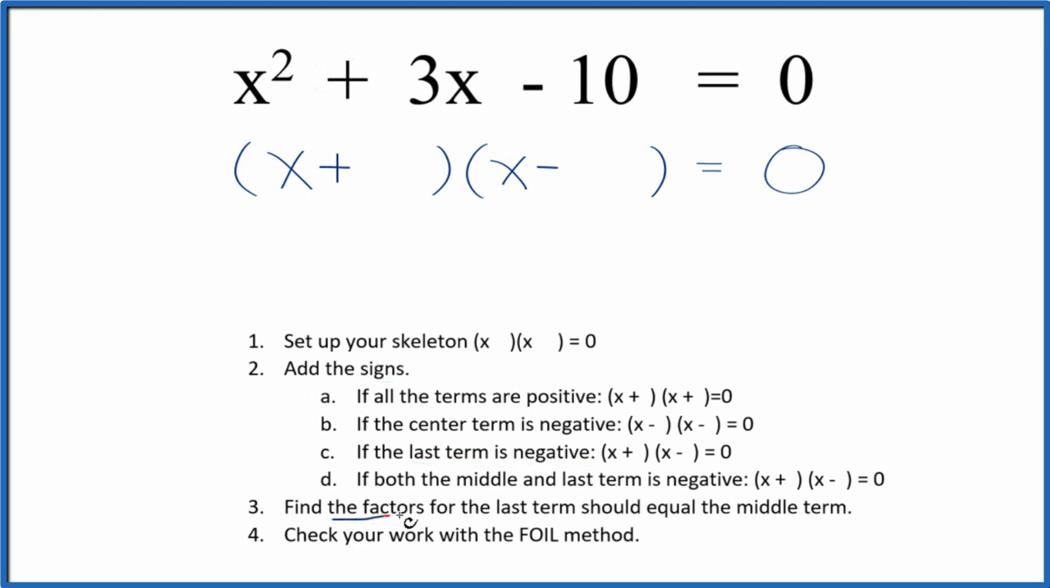At this point, we want to find the factors for the last term, that's the negative 10, that'll equal the middle term. They add up to the middle term. So let's list the factors for 10. And that's pretty much it.